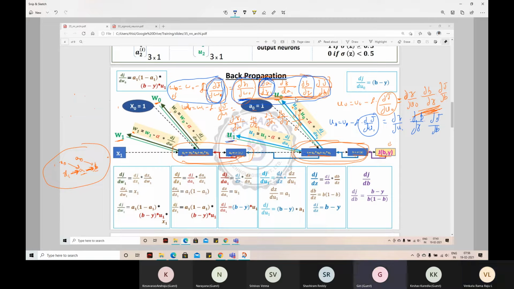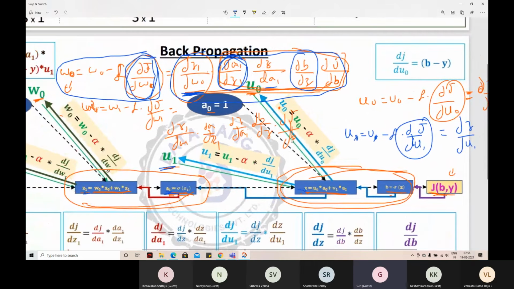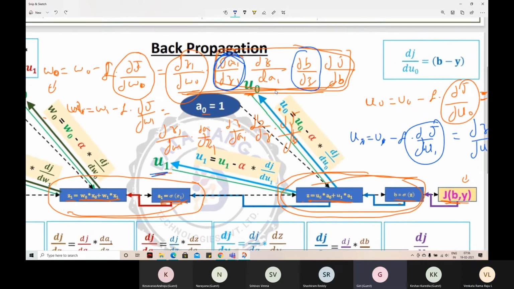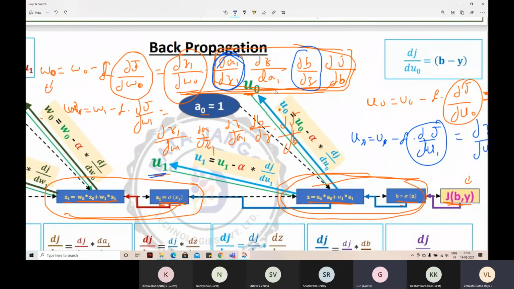Maybe because this picture is so small. What is the difference between Z1 and Z here? I'm not able to follow, this term and this one. Z1 versus Z is different only. Z1 is the first node's linear combination. Z is the second node's linear combination, or the output node's linear combination. Okay, fine, maybe because it's small in font, I could not see that. Now it's clear.